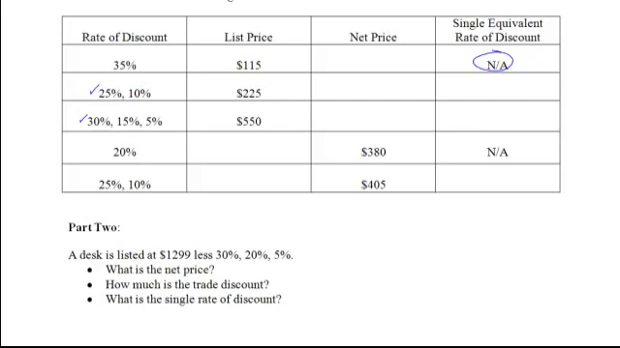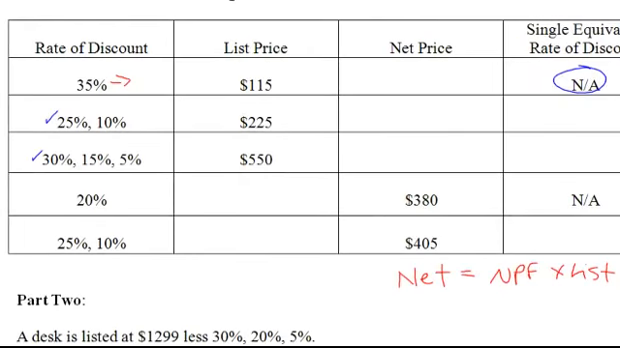The best formula that I would use, I'll just write it down here, is the net price equals the NPF times the list. So all I need to do is figure out the NPF of this right over here, and that is 0.65. And I multiply 0.65 to 115, and I'm left with $74.75.